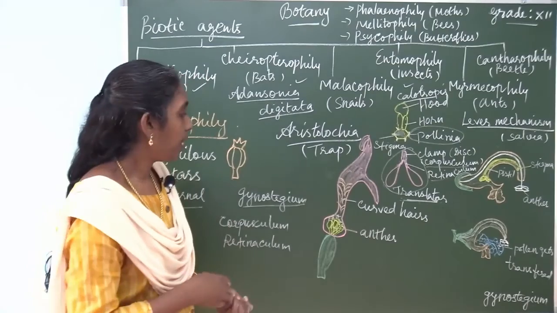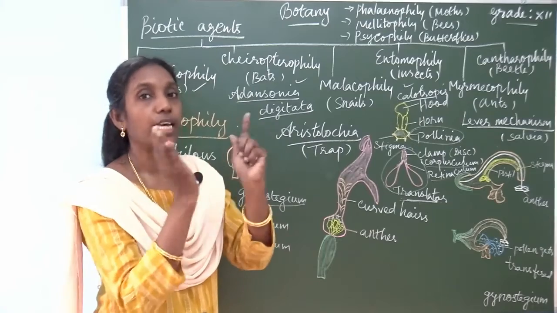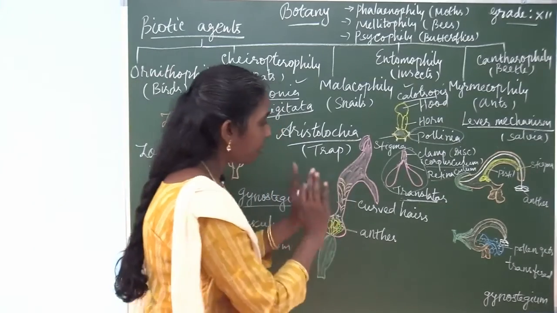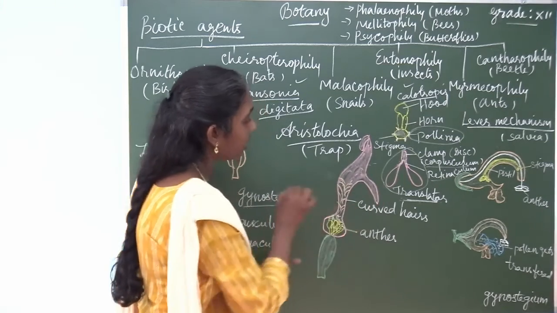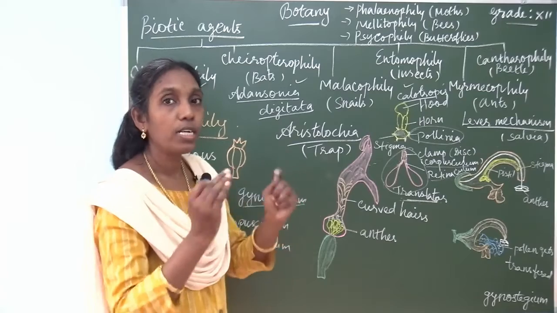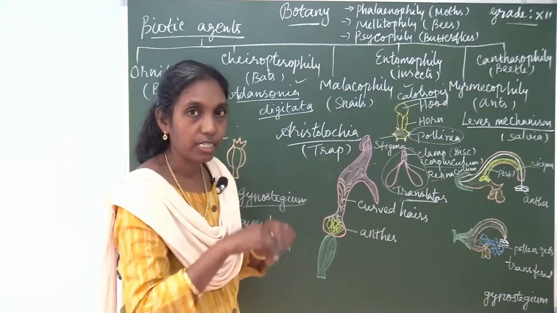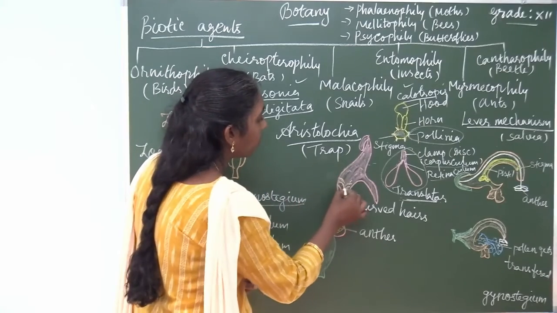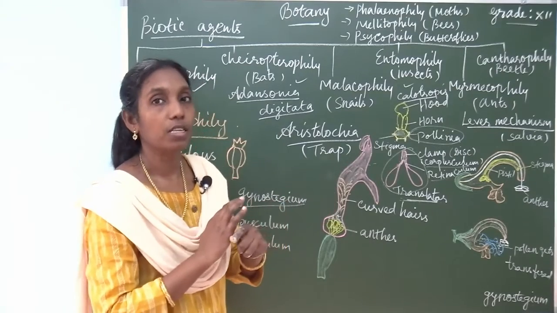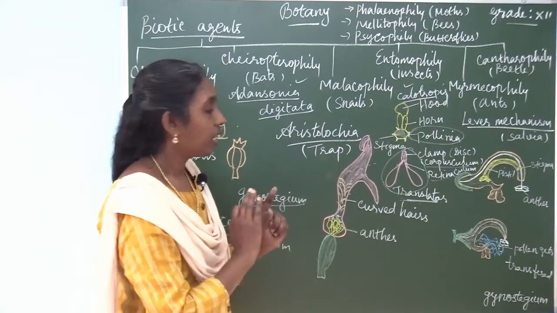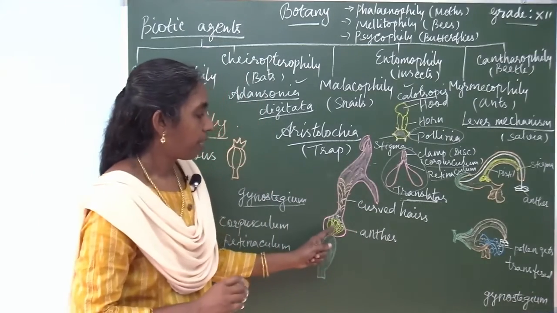Now, when the flower is young, it is erect. So, this is the young flower which is erect. The bees or beetles get inside this tubular part, and once the insects enter, they cannot escape because of these curved hairs. So, here are the anthers.